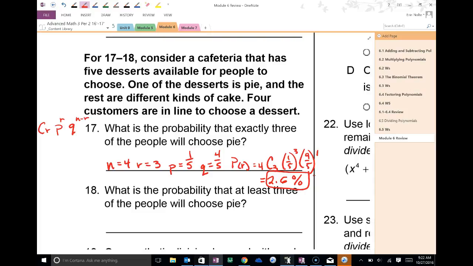So what happens when it says at least? Now if it says at least, what you have to do is say, if I'm going to get at least 3, then what are the scenarios where we get at least 3? 3 out of 4 or 4 out of 4. So you have to do 2 separate combinations: the one we just did, and a 4 out of 4 scenario, 1/5 to the 4th, 4/5 to the 0, and add those 2 together.